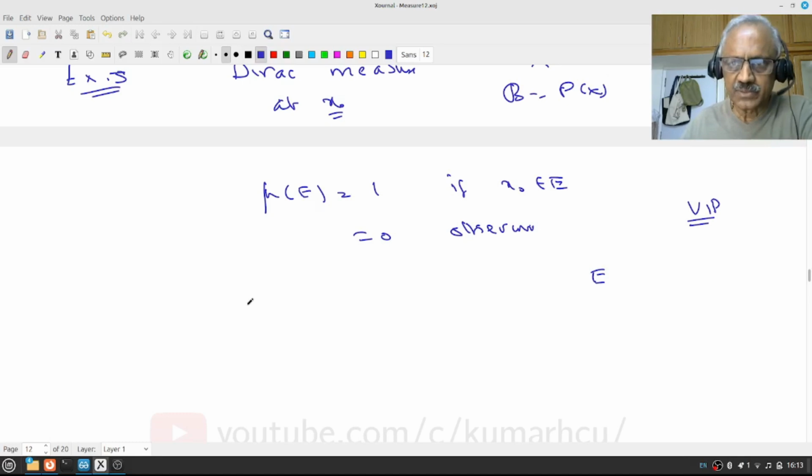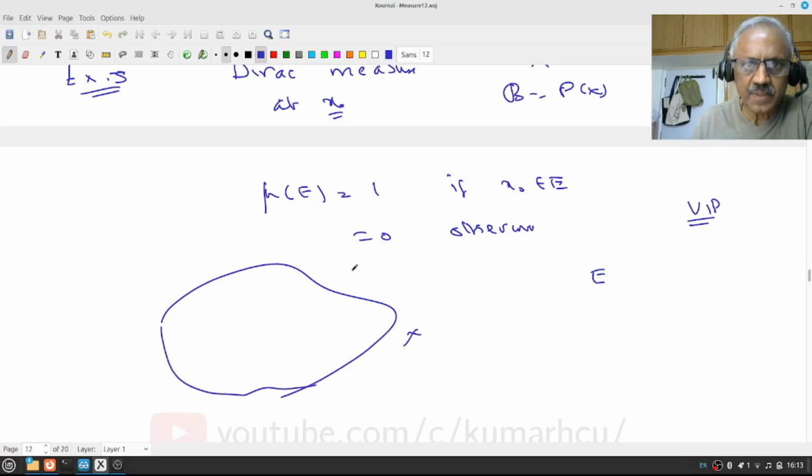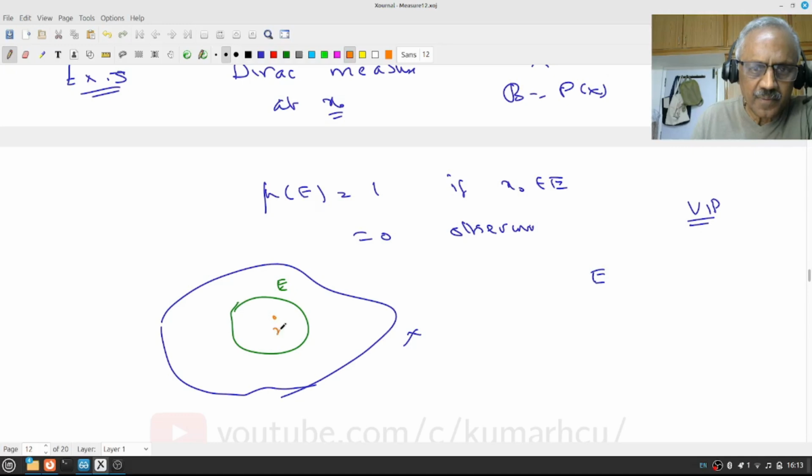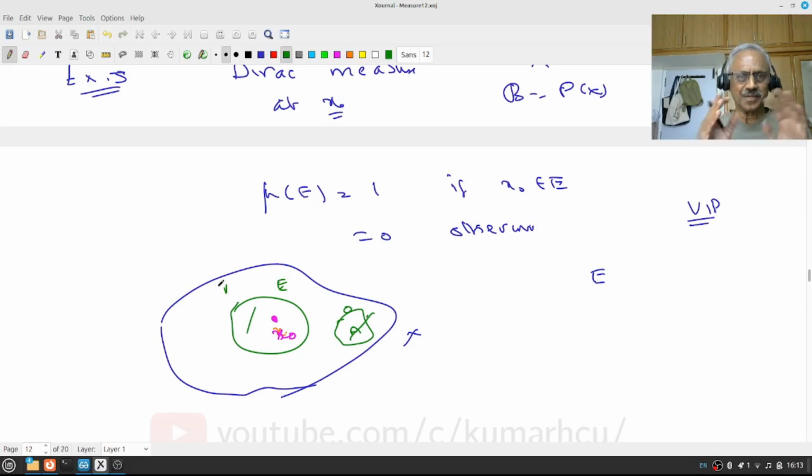So I have this is my X. Now start with any E. My x naught is this fellow. If x naught is here, this is my x naught. And if we take some other set, then this measure is 0 and this measure is 1. It does not matter how big or how small it is.